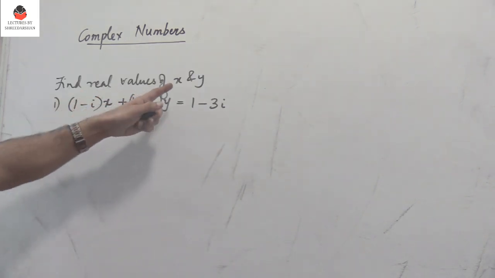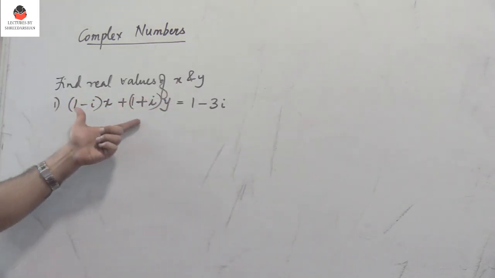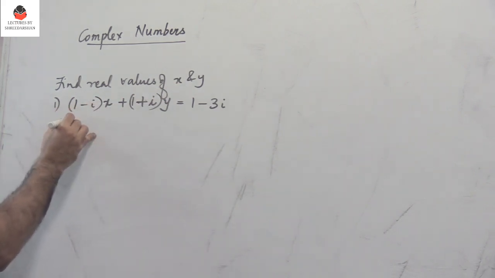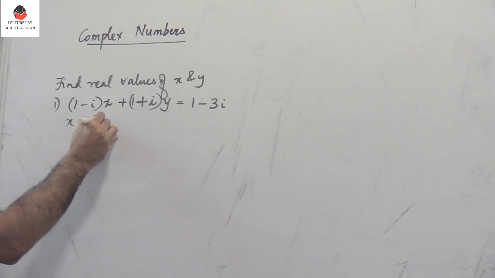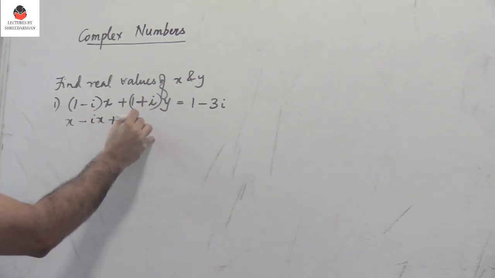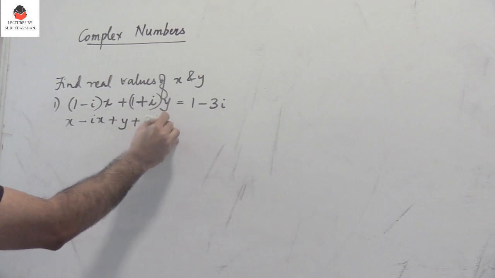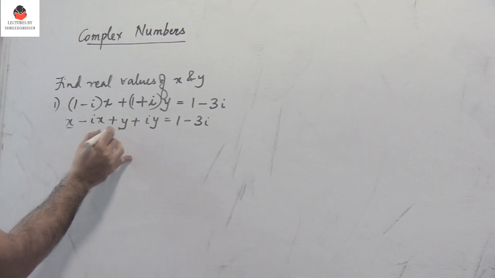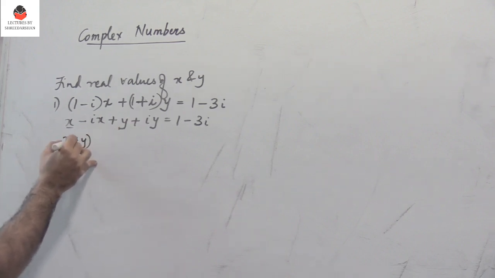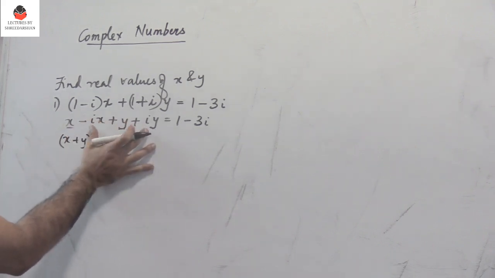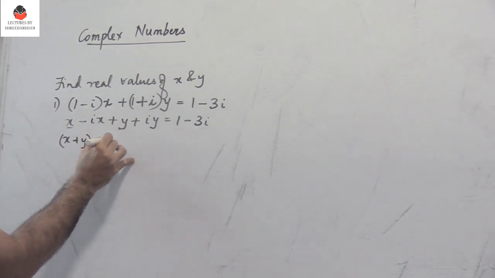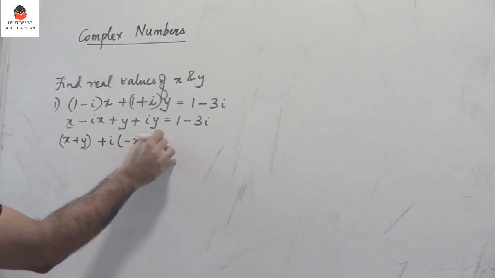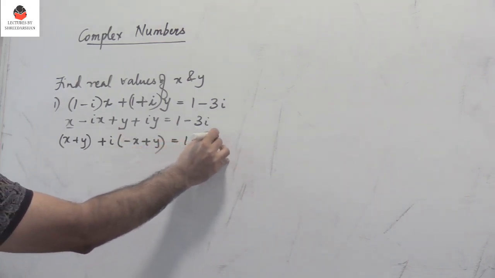So I need to find the real values of x and y, and this expression is given. So now let me remove the brackets. 1 into x is x, minus i into x is -ix, plus 1 into y is y, plus i into y is iy, equals 1 - 3i. So let me group these two, x + y, and for these two expressions I have i. So let me take plus i. So I get (x + y) + i(-x + y) equals 1 - 3i.